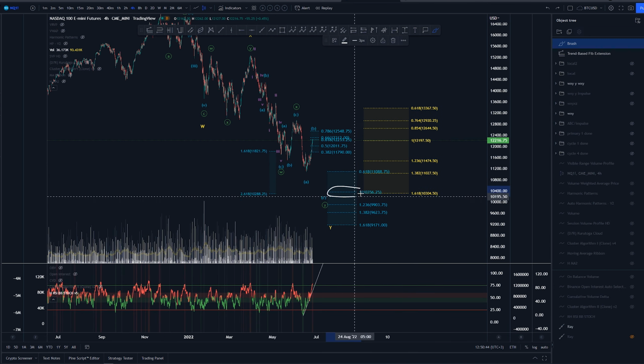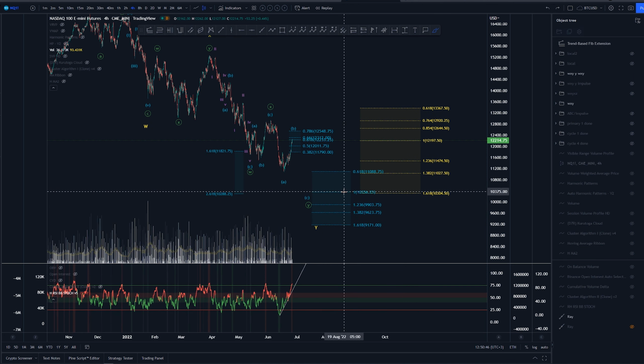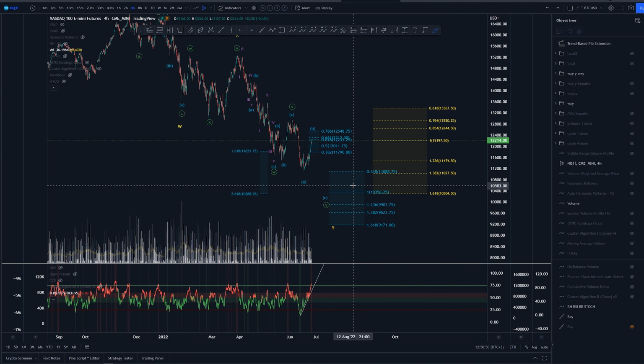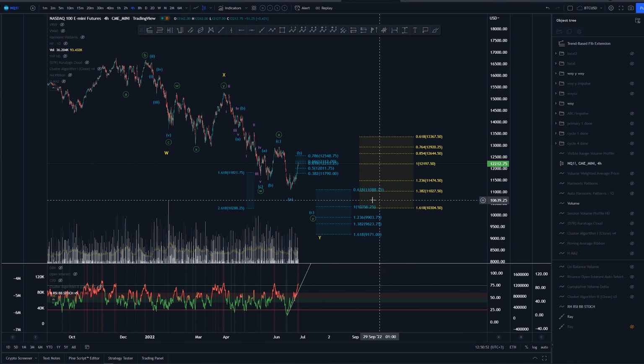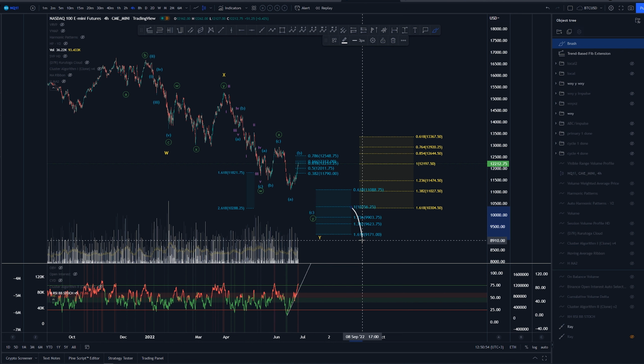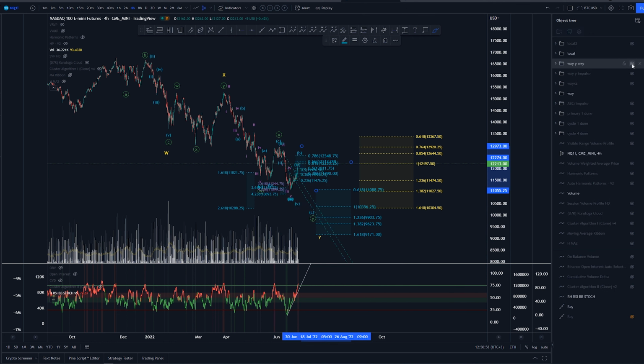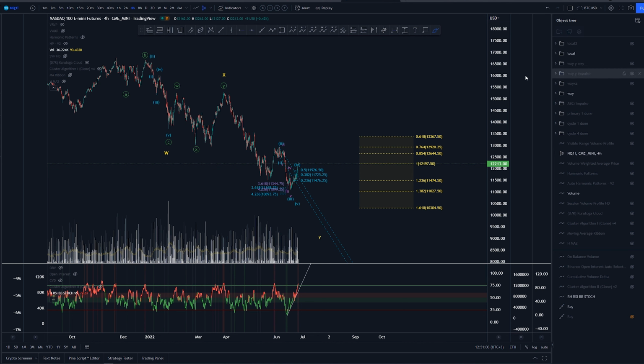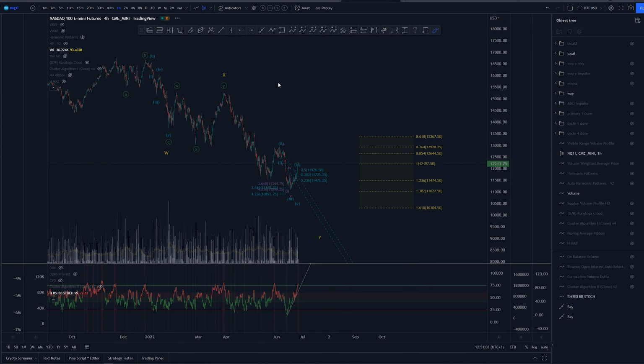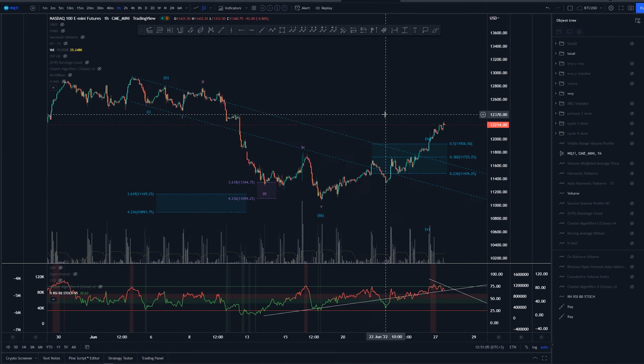A more general target would be the 1-to-1 extension around $10,356 again, which would be lining up with the 1.618. If we are going to go lower than that, we could be looking at that WXY count a bit more, or a WXYXZ count. Now let's look into the structures here on the lower time frame.